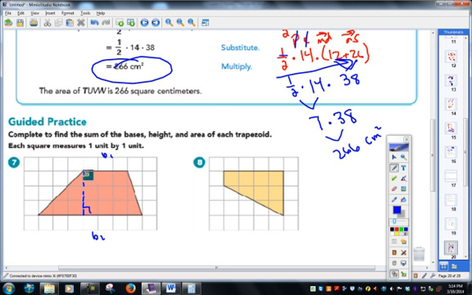Okay? And both of these are right angles. I know that base 1 is 1, 2, 3 units long. I know that base 2 is 1, 2, 3, 4, 5, 6, 7 units long. And I know the height is 1, 2, 3. So now we write the formula. Area equals 1/2 the height times the quantity, base 1 plus base 2.